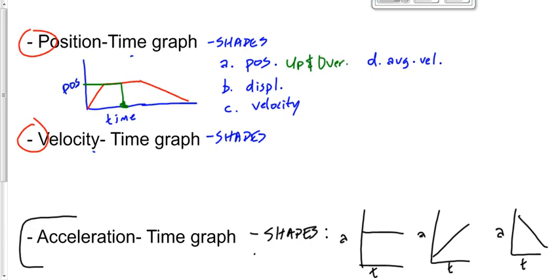How do you find the displacement? How do you find the displacement on that graph? Let's say I want to find the displacement between, I don't know, let's say here and here. What's the displacement there? How do we define displacement? David?